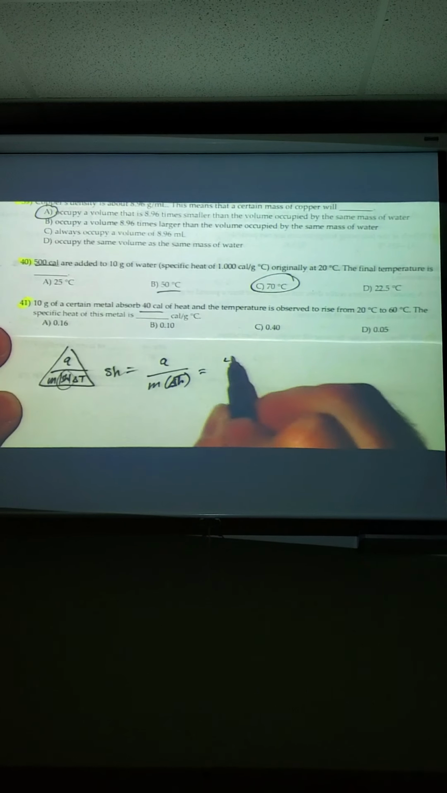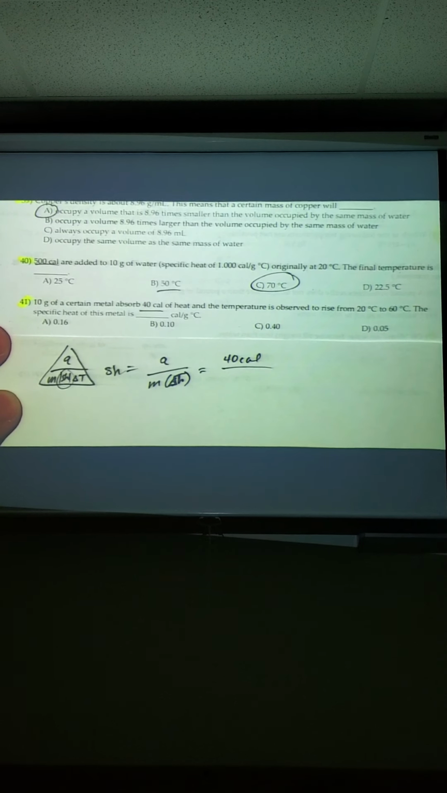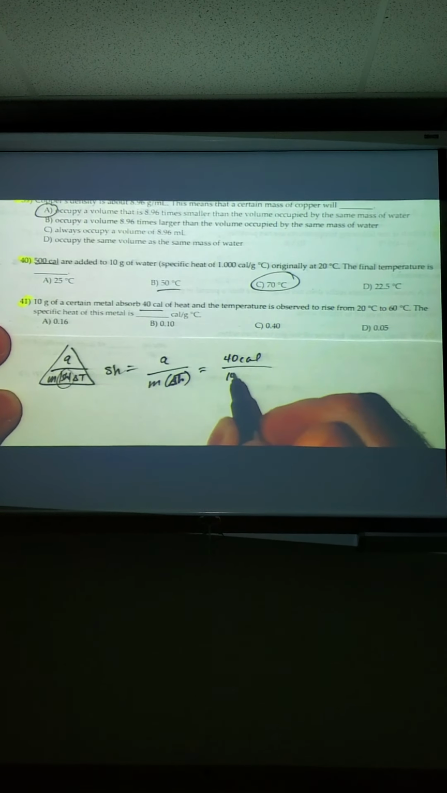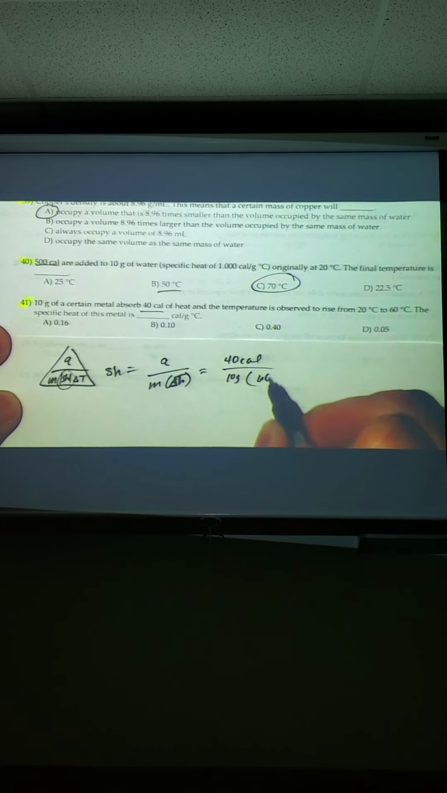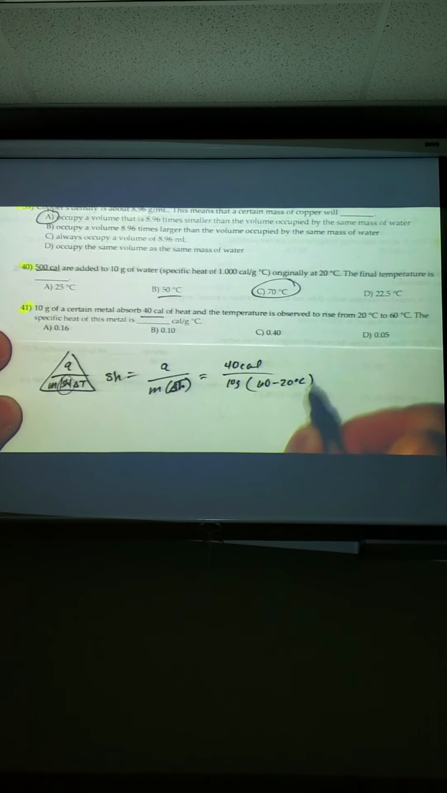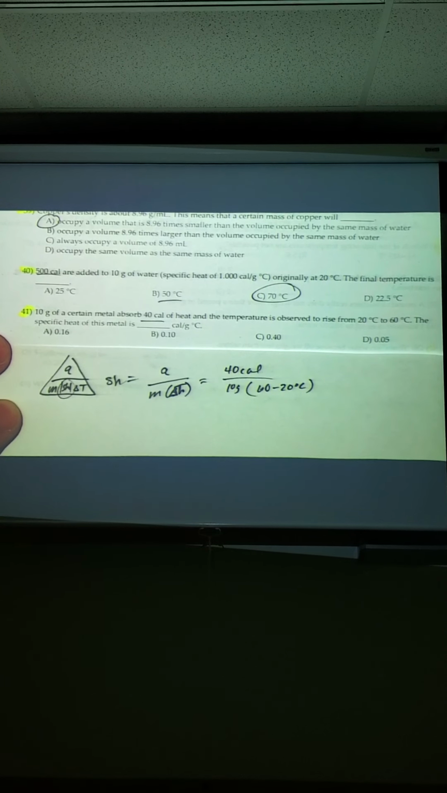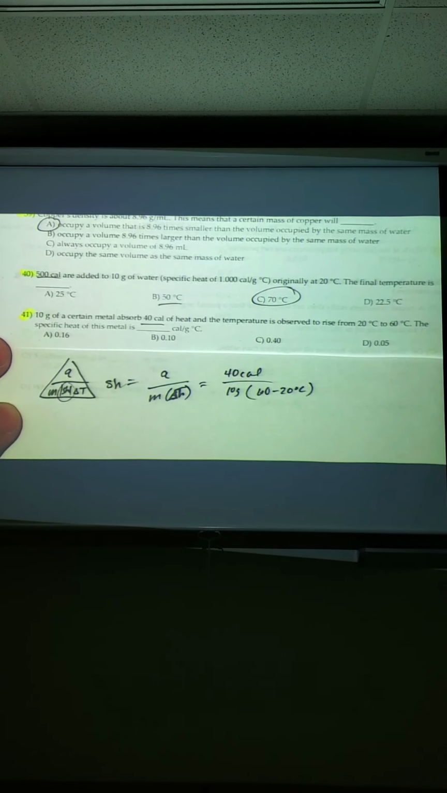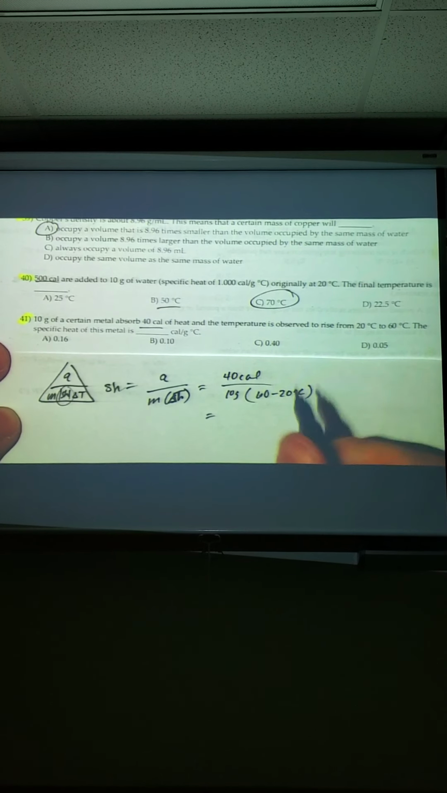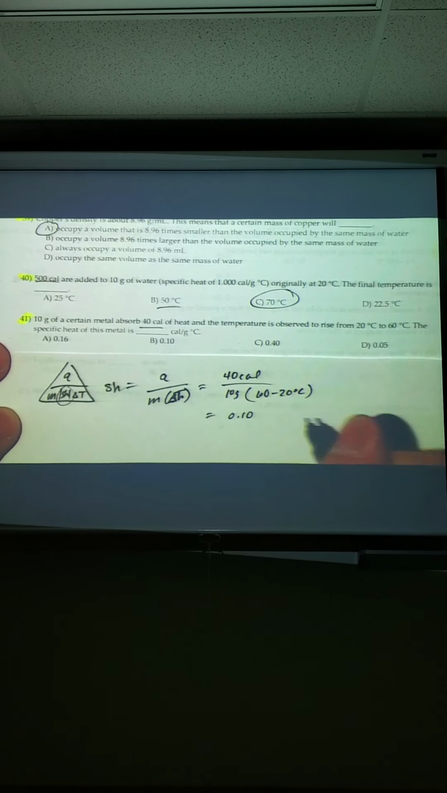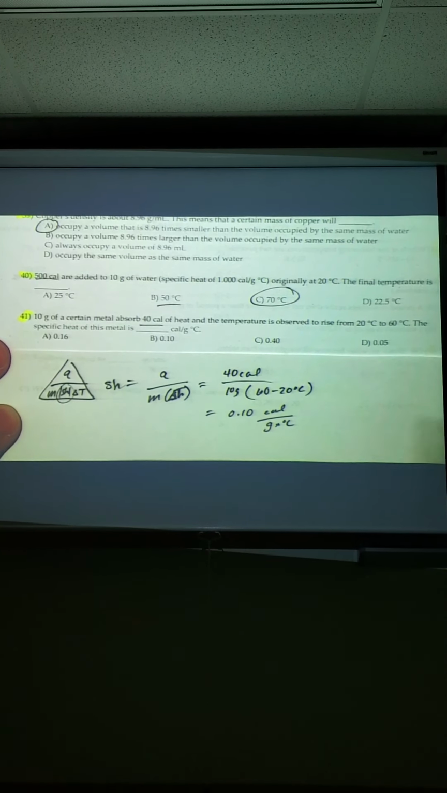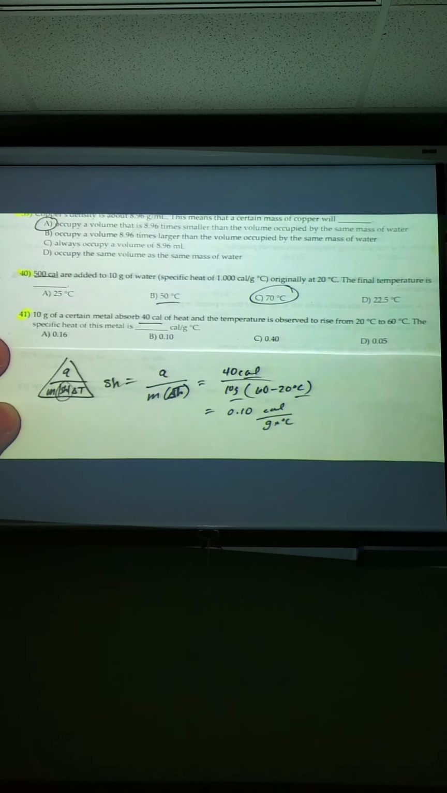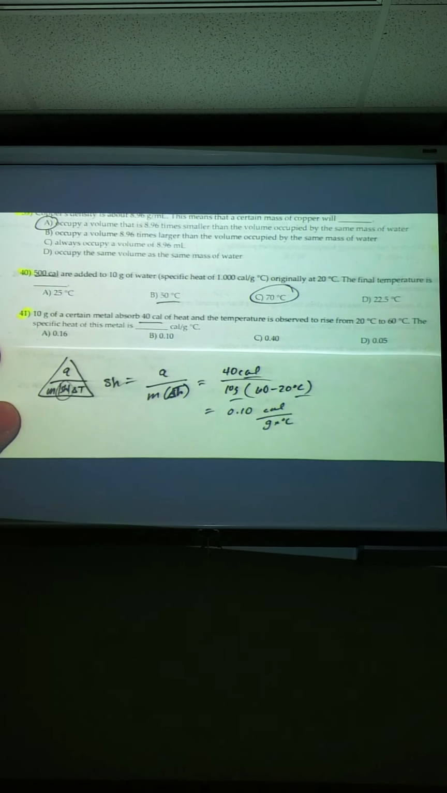Here's 40 calories on top. Mass is 10 grams out front. Change in temperature is 60 to 20. That's really just 40 divided by 400. So 40 divided by 400 is 0.10 calories per gram times degrees Celsius. Notice all three units are there, none of them cancel. They're all part of specific heat.